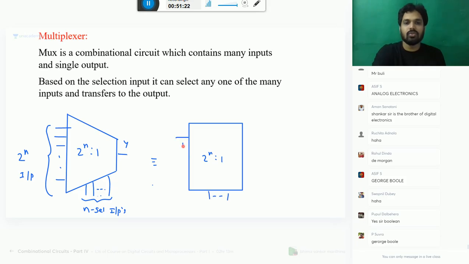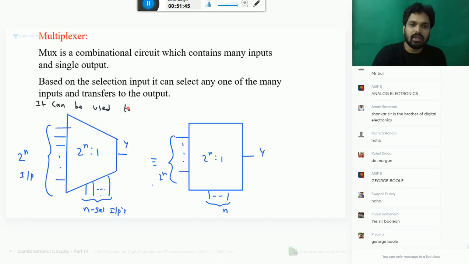So like this also you can see. You have 2 power n inputs here, and you have n selection lines and one output. MUX is a many to one circuit. Based on the selection input, it can select any one of the many. And another point I want to specify is it can be used to implement logic functions also.